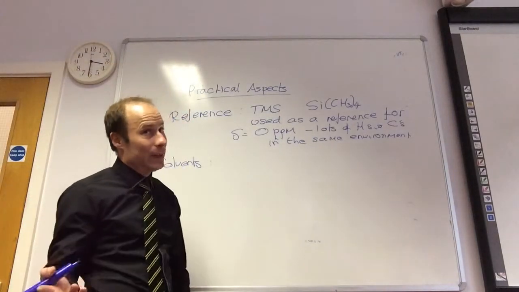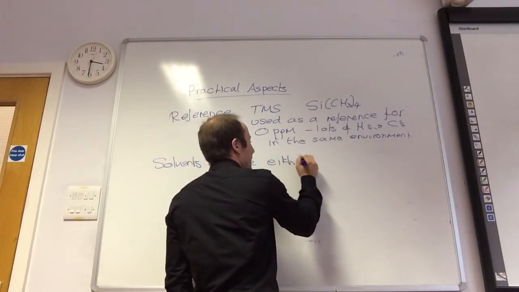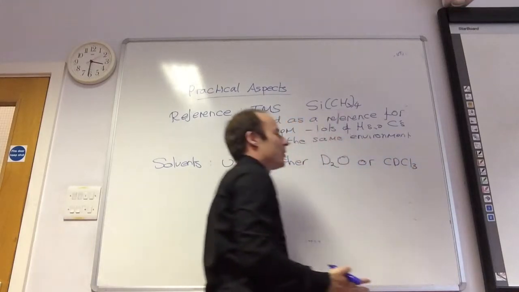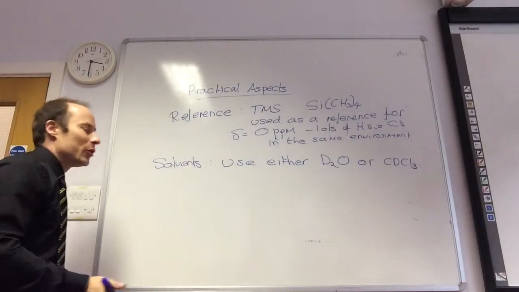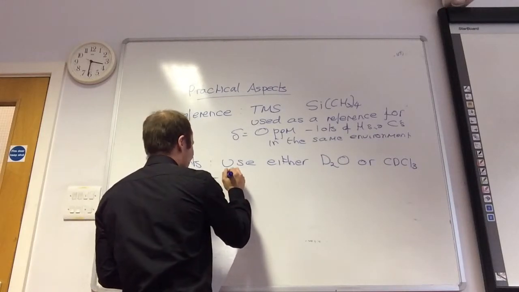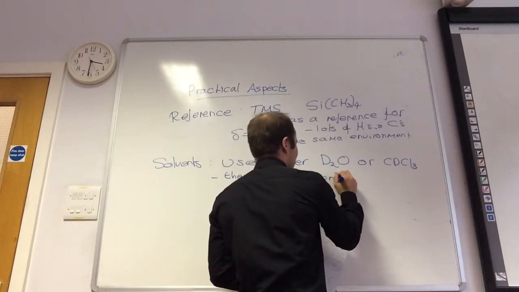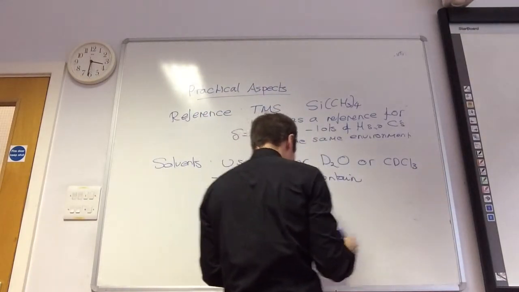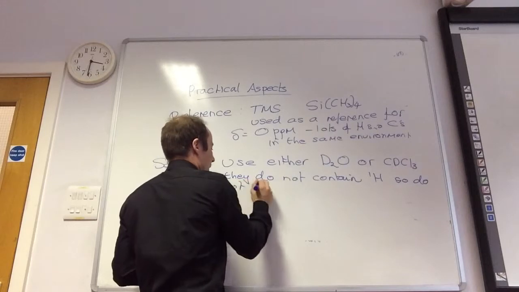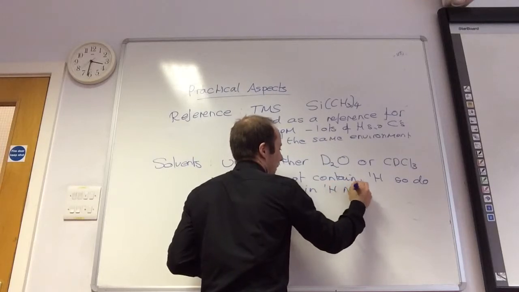For solvents there's lots available, but at A-Level we use either D2O or CDCl3, where we replace the hydrogen with deuterium, which doesn't appear in a hydrogen NMR. So they do not contain H, so do not appear in hydrogen NMR.